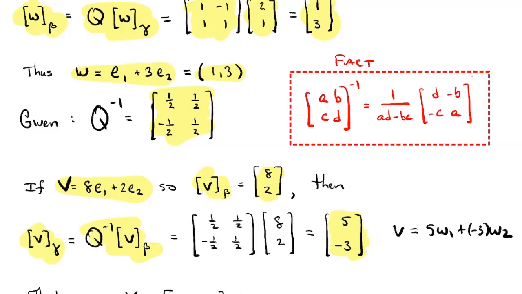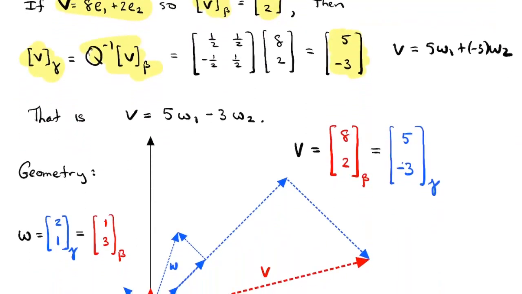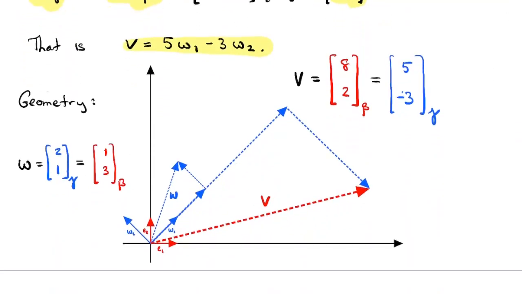I drew some pictures for you. I wrote that right here as well. So V is 5 W1 minus 3 W2. Here, I drew some pictures. This is kind of a busy picture, but let me narrate it for you. You can see in red, I drew the standard basis, E1 and E2. I drew this picture to scale, so that's why some of my vectors are a little bit small there. So there's my E1 and my E2, and then I've got my vector W.